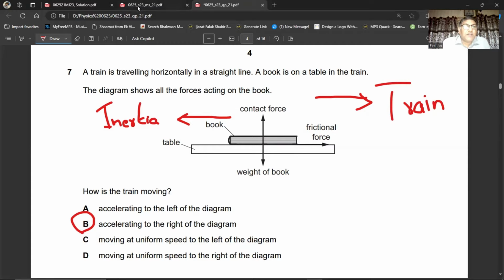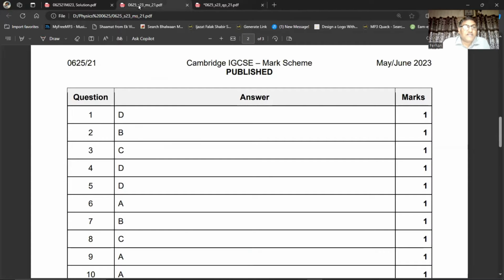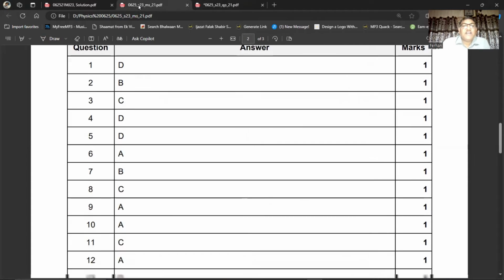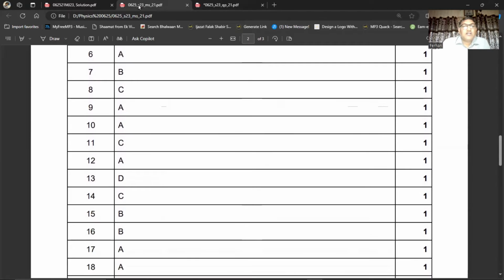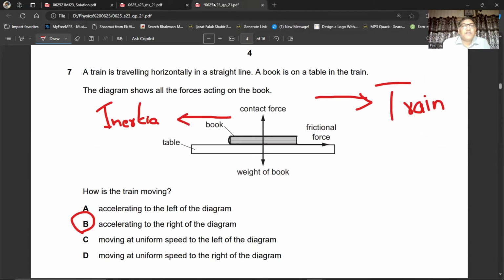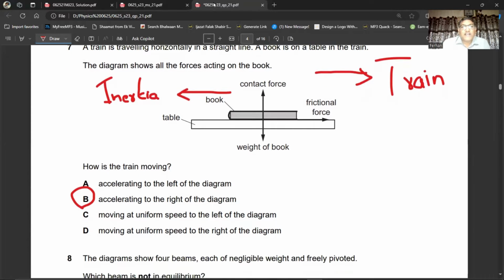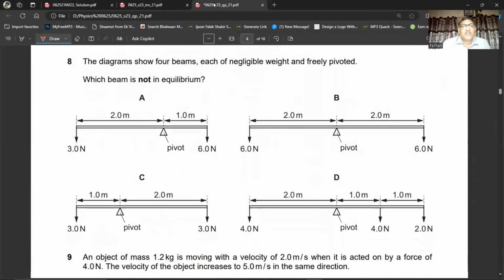So question number 7, B part, is a very tricky question, not an easy one. Okay, now we are going to the next part, that is question number 8.